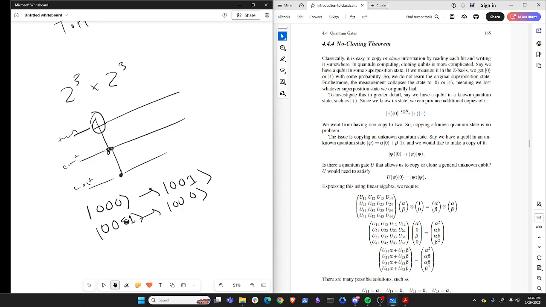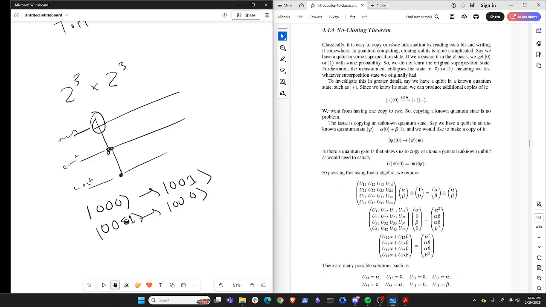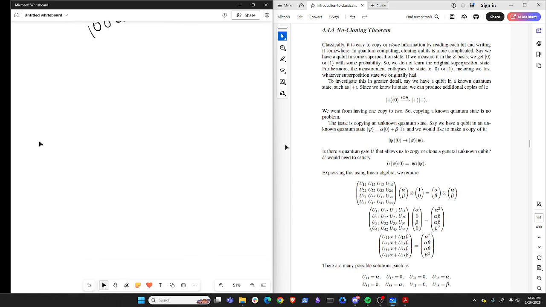The no-cloning theorem. In a classical sense, if we have a bit and we want to copy the information from it, it's deterministic, right? It's either 0 or it's 1. We can read it and then move that data over to a new location, just zap it in there. But with qubits, we're in superpositions most of the time, right? So if we measure it, well, it collapses.